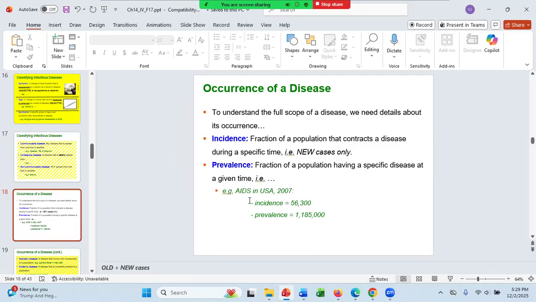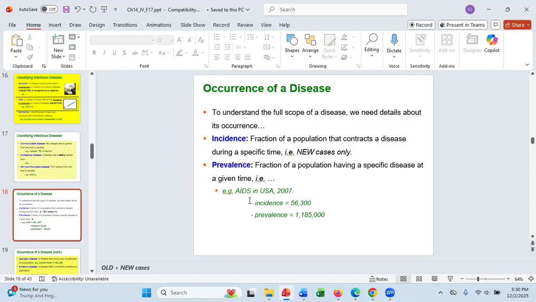All right. Occurrence of disease. To understand the full scope of a disease, we need details about its occurrence. We can classify a disease on its occurrence as an incidence or a prevalence. Incidence is the fraction of a population that contracts a disease during a specific time period. The incidence is only looking at new cases. The prevalence of the disease is the fraction of a population having a specific disease at a given time, and the prevalence includes both the old cases and the new cases.